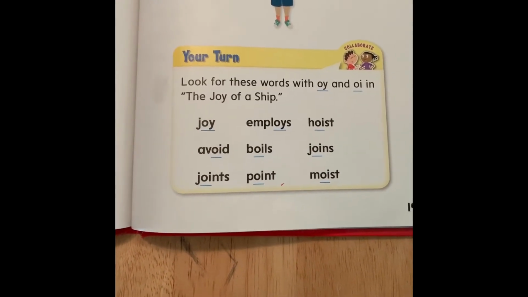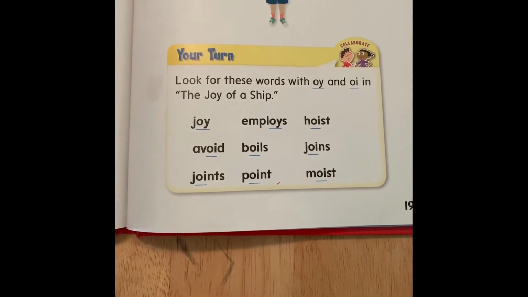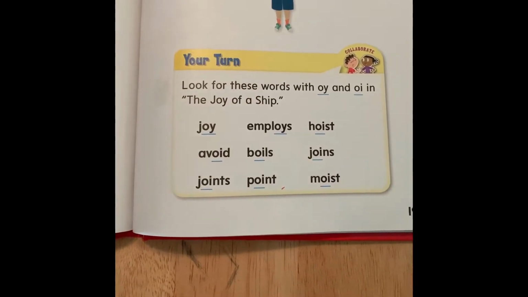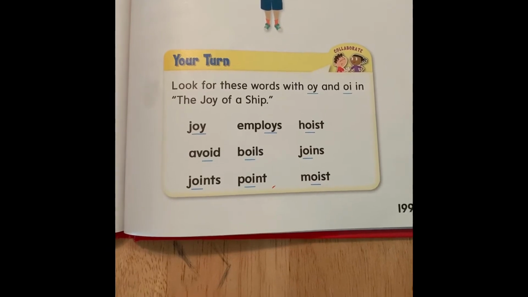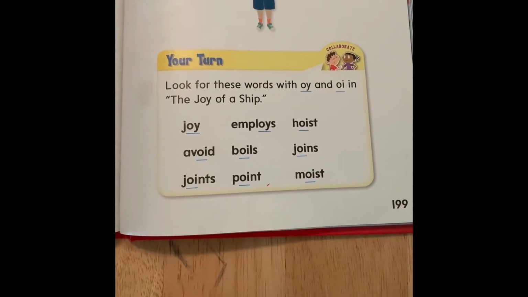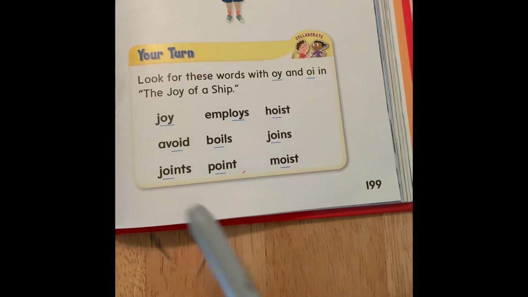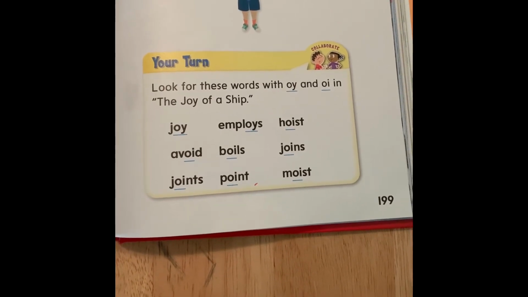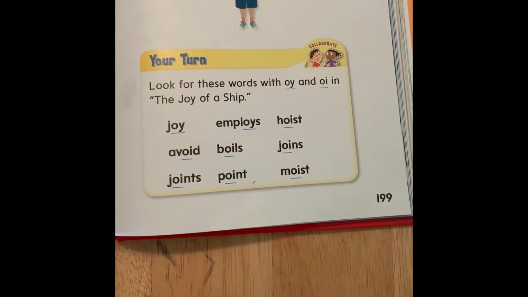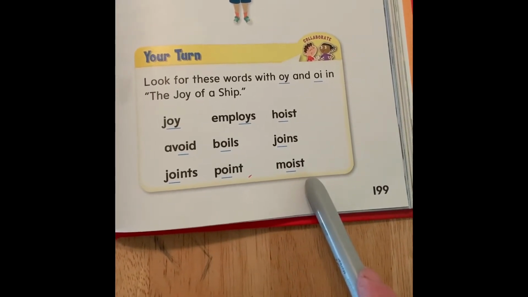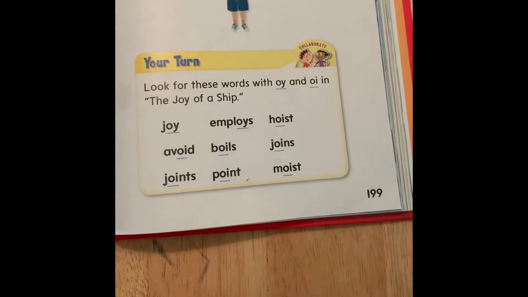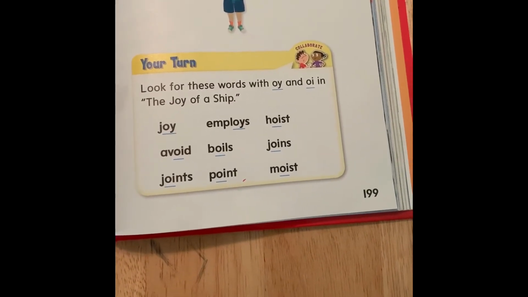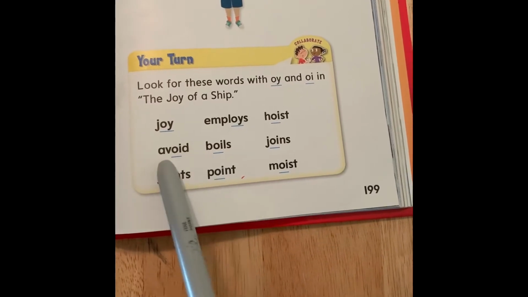Let's see, which of those words means to make something go up? If you said hoist, you were correct. Which word means really happy? A lot of happiness would be, you got it, J-O-Y, joy. Which word means a little bit wet? If you said moist, you were correct. Did you get it right? Which word means to stay away from? If you said avoid, you were right.